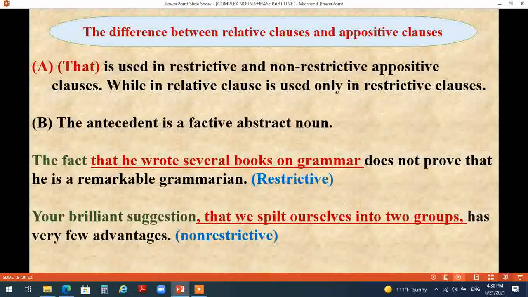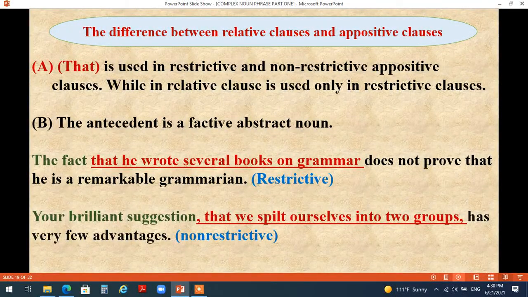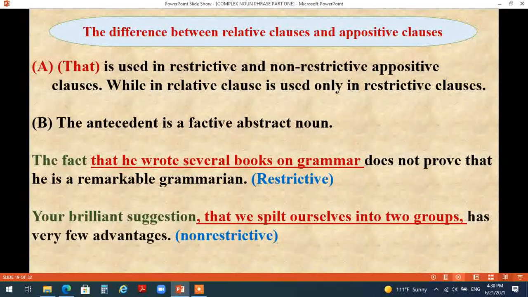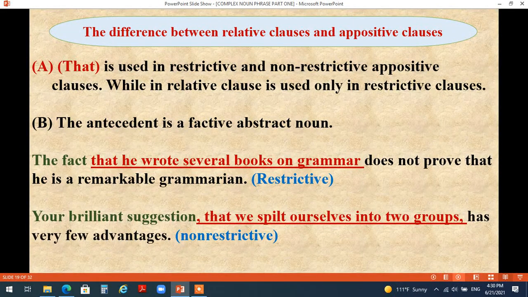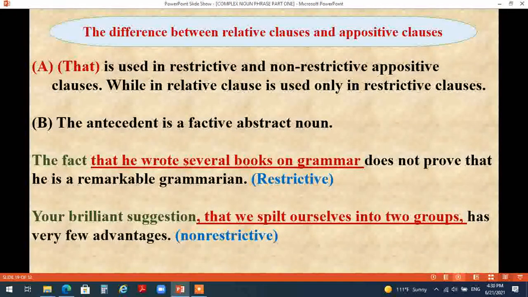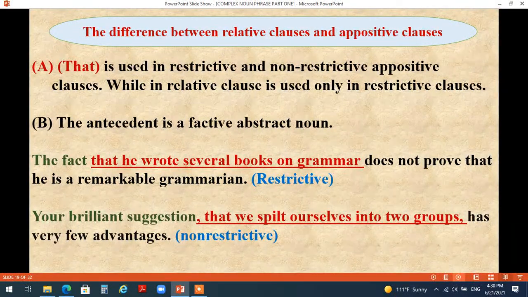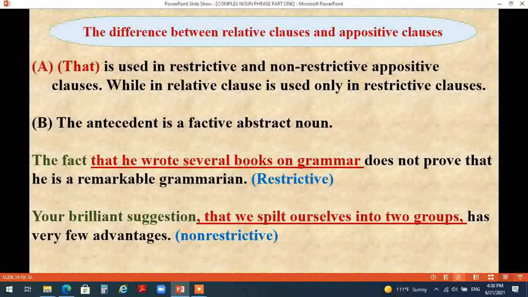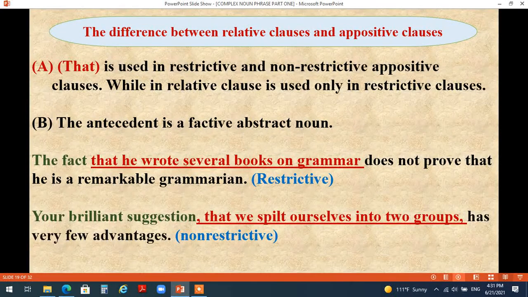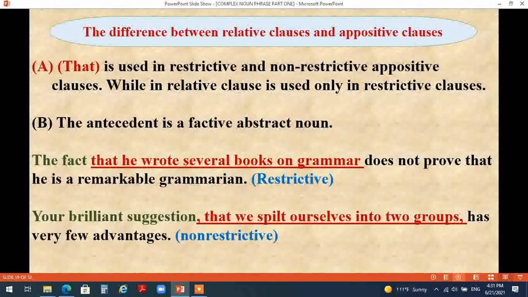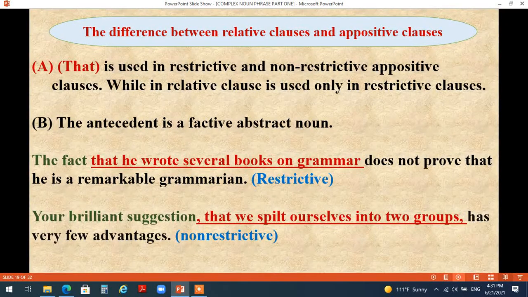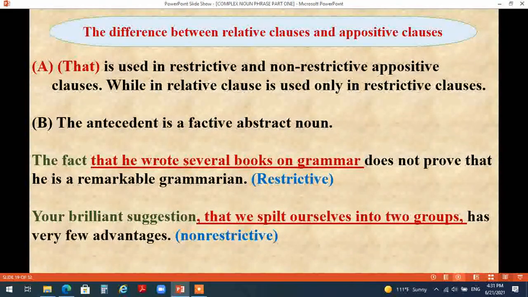فهذا هو الاختلاف الأول. الاختلاف الثاني، the antecedent is a factive abstract noun. في الappositive clauses يكون دائما الhead word أو الnoun أو الاسم اللي نوصفه عادة هو عبارة عن اسم مجرد غير ملموس، ويشير إلى حقيقة معينة. مثلا نستخدم كلمة fact, suggestion, idea. نستخدم كلمات من هذا النوع اللي هي تكون كلمات أو أسماء مجردة غير ملموسة.